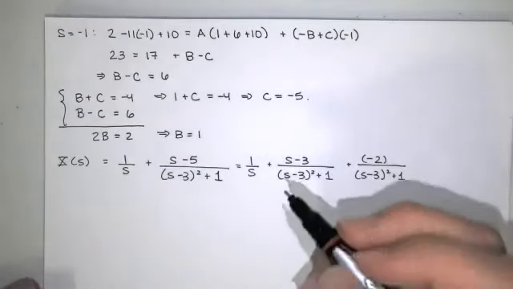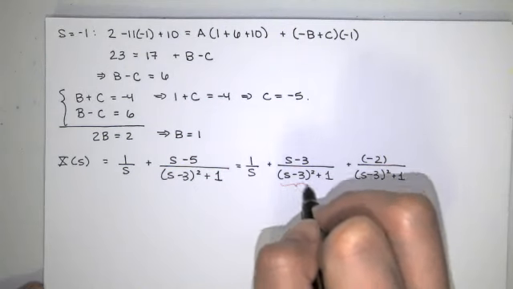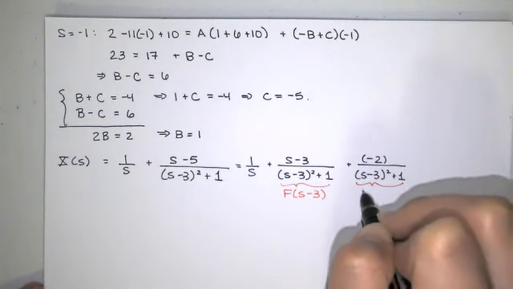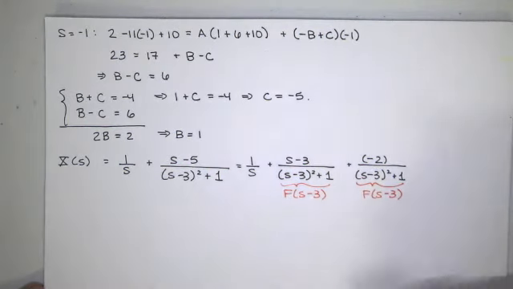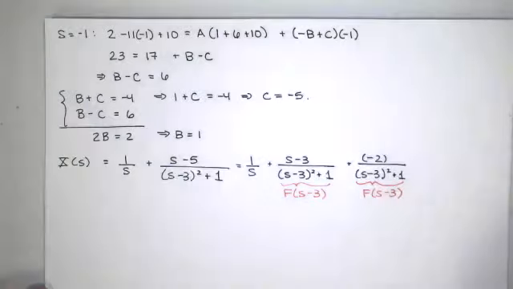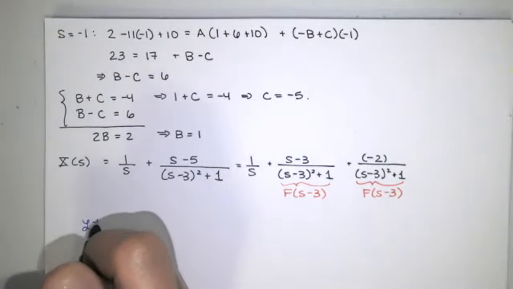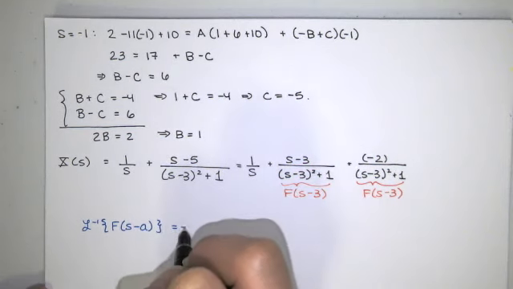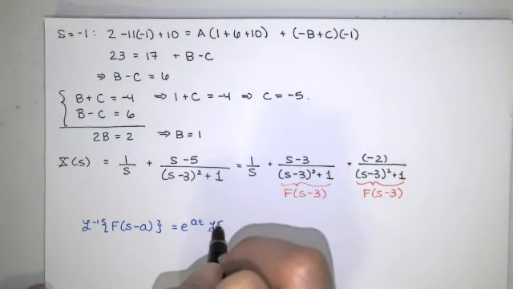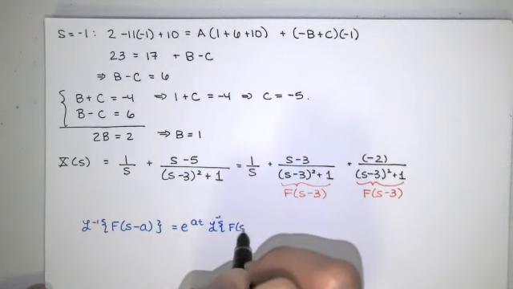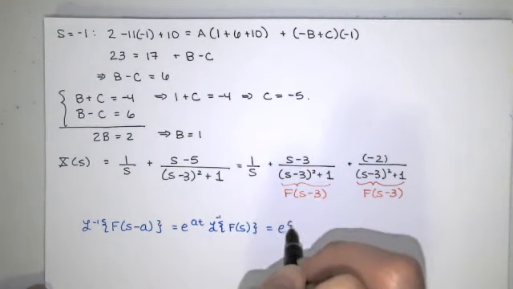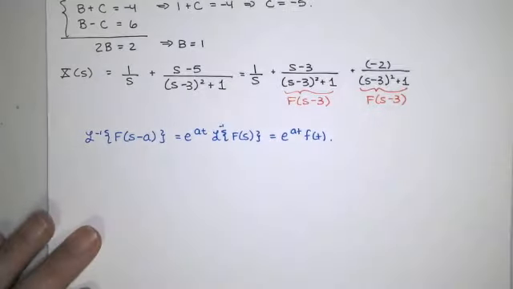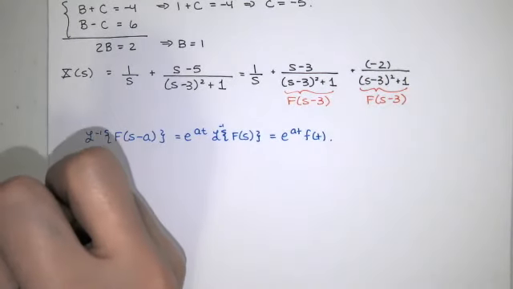And if I'm using my inverse transforms, this is F of s minus 3. And this is F of s minus 3 as well. And remember our rule for F of s minus a. The inverse transform of F of s minus a is e to the at times the inverse transform of F of s, which is just f of t. So that's what we're going to apply here and here to compute our x of t.